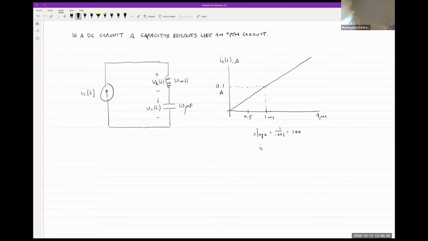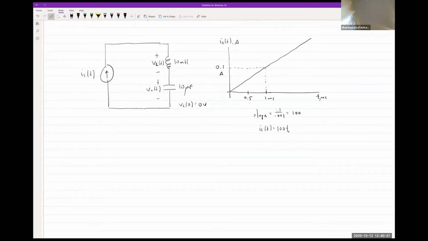So the equation of this line is that I_S of t equals 100t. Y equals mx. So that's what that graph gives us. And let's see, suppose we come back over here and we're told the initial condition of this capacitor is that it has 0 volts across it at t equals 0. Then we could compute the voltage across both the inductor and the capacitor from that current that we're given.